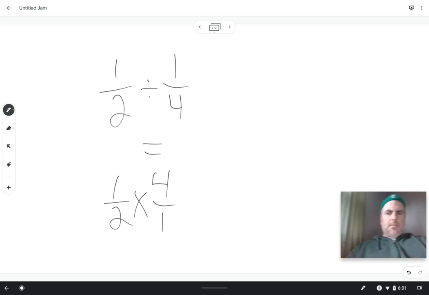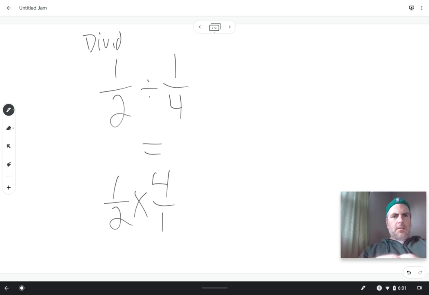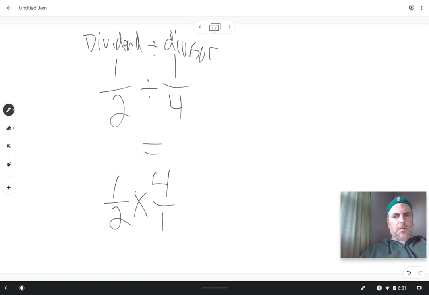Again, we have here our dividend, what we're dividing. The dividend is divided by the divisor. So when I say multiply by the reciprocal, we're multiplying by the reciprocal of the divisor. All right, so 1/2 divided by 1/4 is equivalent to 1/2 times 4.